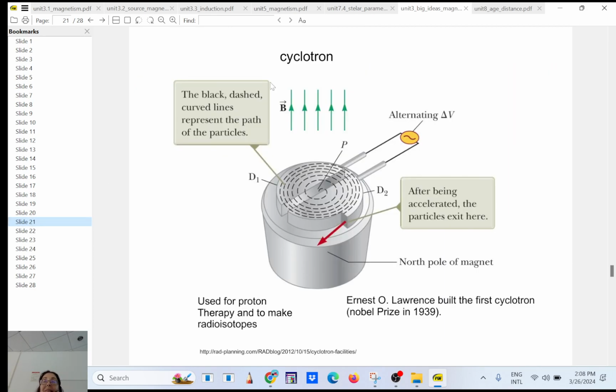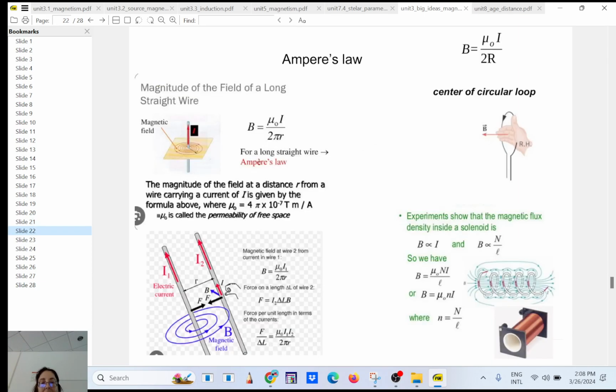Oh, cyclotron. Here we go. See, it's very smart. It earned Ernest O. Lawrence a Nobel Prize in 1939. And if you've seen the movie Oppenheimer, he was working with Oppenheimer during the Manhattan Project, right? The building of the atomic bomb. And Ernest Lawrence built a calutron, it's called, to enrich uranium. So to sort out uranium-235 from uranium-238. So we talked about that.